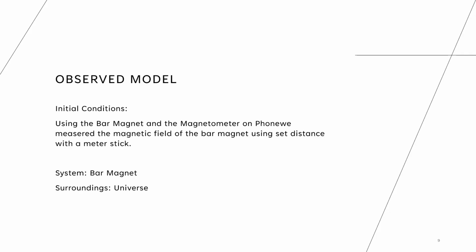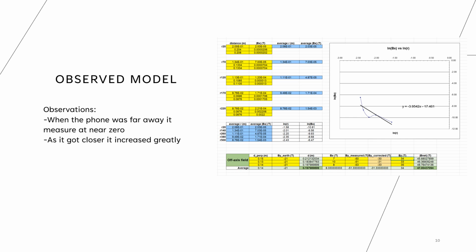Observation. Observed model. The initial conditions of the observed model were using the bar magnet and the magnetometer on our phones and measuring the magnetic field of the bar magnet using a set distance with a meter stick. The system was the bar magnet and the surroundings are the rest of the universe.